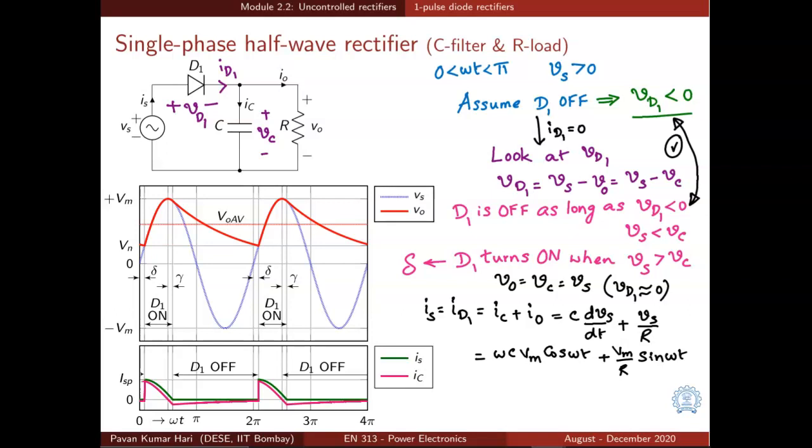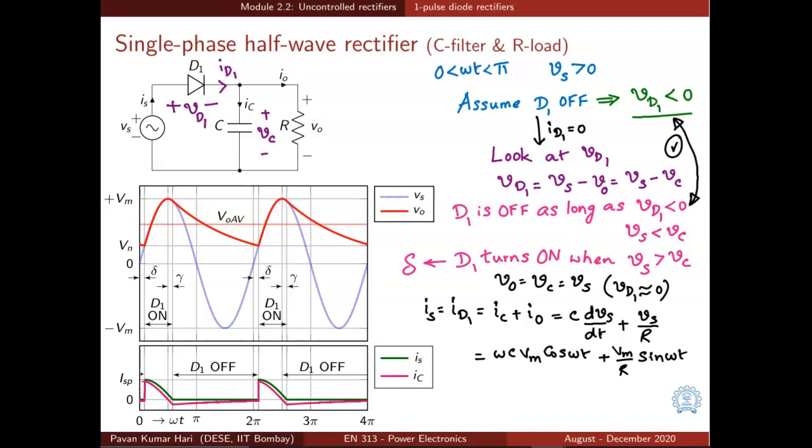Let us consider another diode rectifier circuit. Here the power electronic converter has a diode and a capacitor as shown. The source is of course again an AC sinusoidal voltage source and the load is a resistor R. VO is the output voltage which is defined across the resistor.